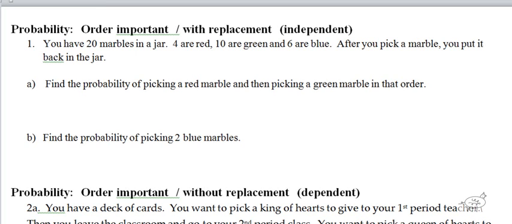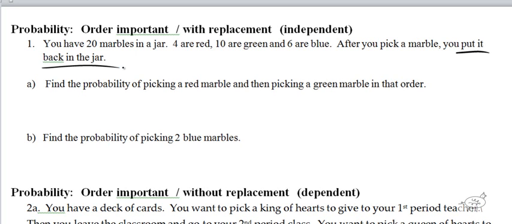Okay, so anyway, probability. Order is important with replacement. Again, this is like our first scenario. You have 20 marbles in a jar. 4 are red, 10 are green, and 6 are blue. After you pick a marble, you put it back in the jar. So there's the key, math fans. You're putting it back in the jar, so that means you're replacing it. Okay? And order is important.